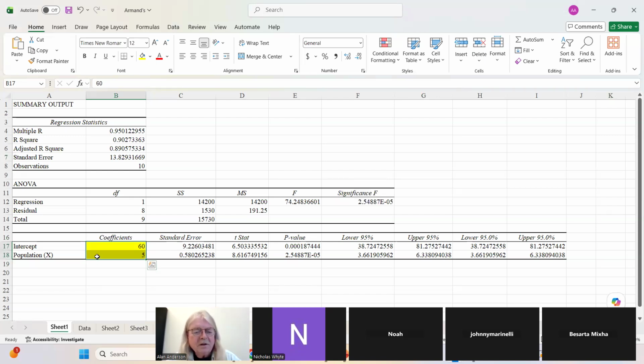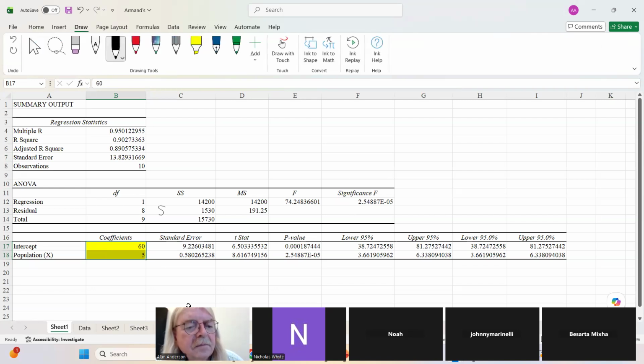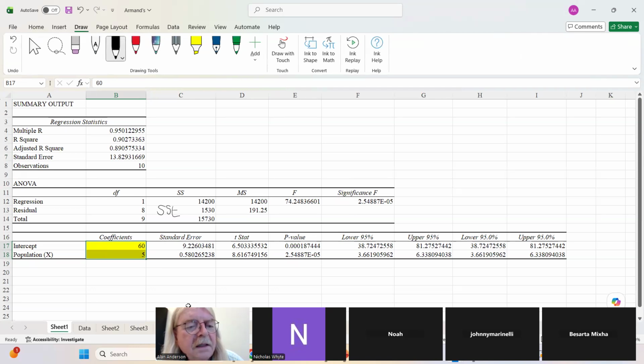Now, as far as the R squared goes, if you come over here, you'll see that this is SSE, SSR, and SST. All right, well, as neat as it could be. Let me fix that real fast. Just type it.